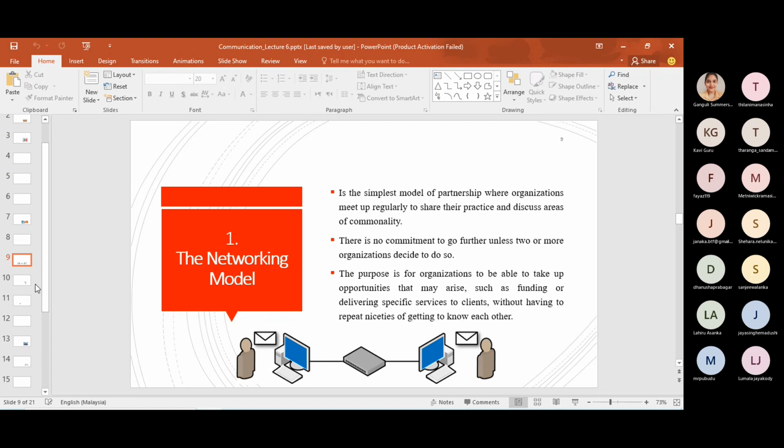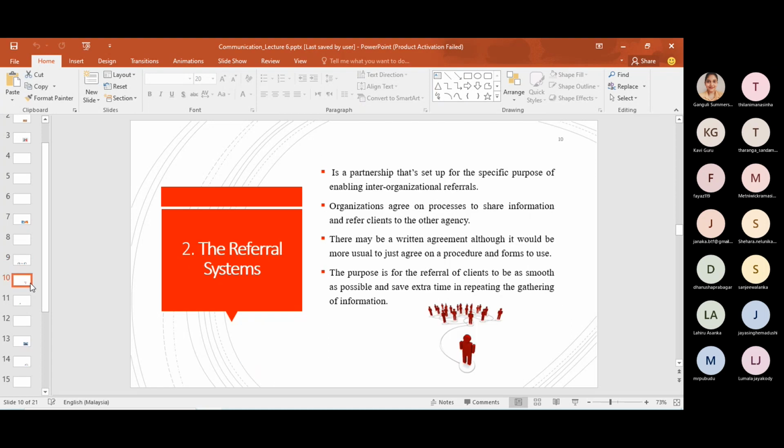Okay, so this is how the networking model happens. Okay, and then we have the referral systems. So the second model is referral systems. So guys, just forget about the referral systems. What do y'all know already about referrals? Have you heard the word referral before? And if you have, what is the meaning of the word referral?